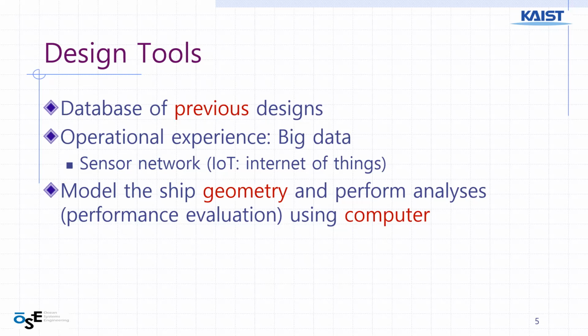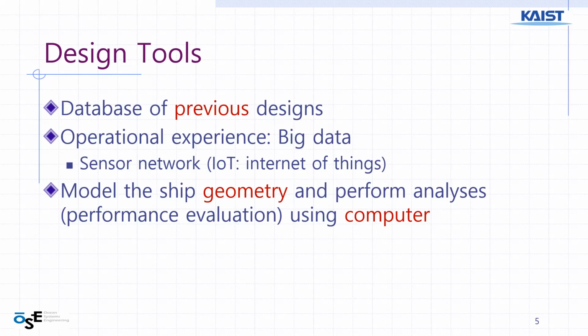So a big number of ships are manufactured there. Over 50 years, on average say 30 ships per year, 50 years, that means what? 1,500 ships already delivered. That is a big amount of previous designs, and also operational experience. The operation of how many ships? 1,500 ships operating.